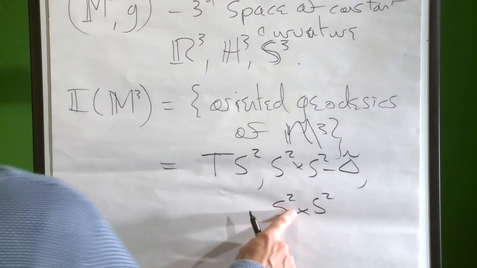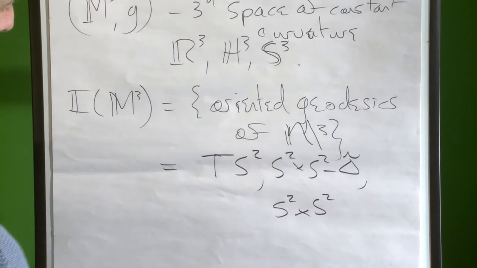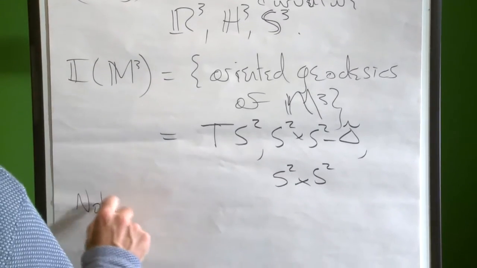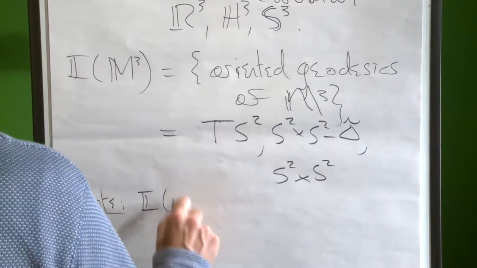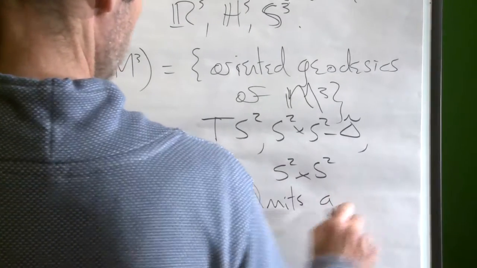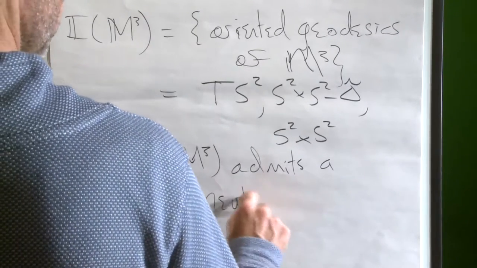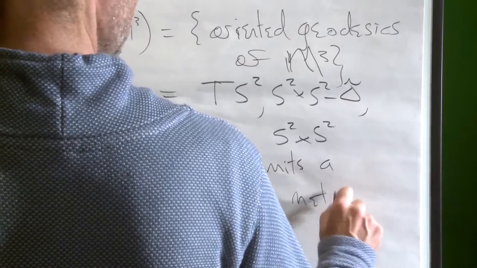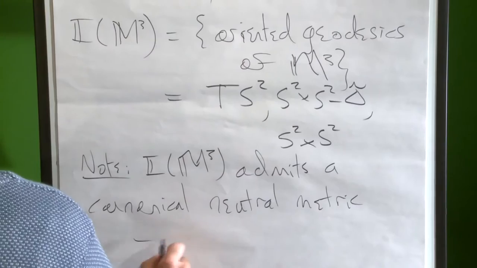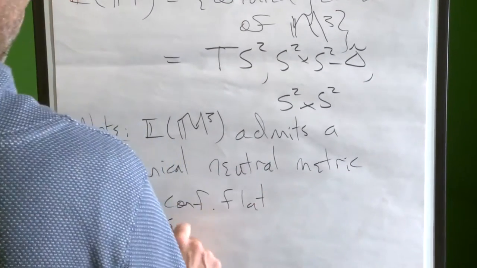Now, S2 cross S2 doesn't have a boundary, but still it has a neutral metric, an invariant neutral metric, as does all of these. So again, the key thing is that L(M3) admits a canonical neutral metric. It has the same properties as the one we wrote down a minute ago. It's conformally flat, it's scalar flat, but it's not Einstein.